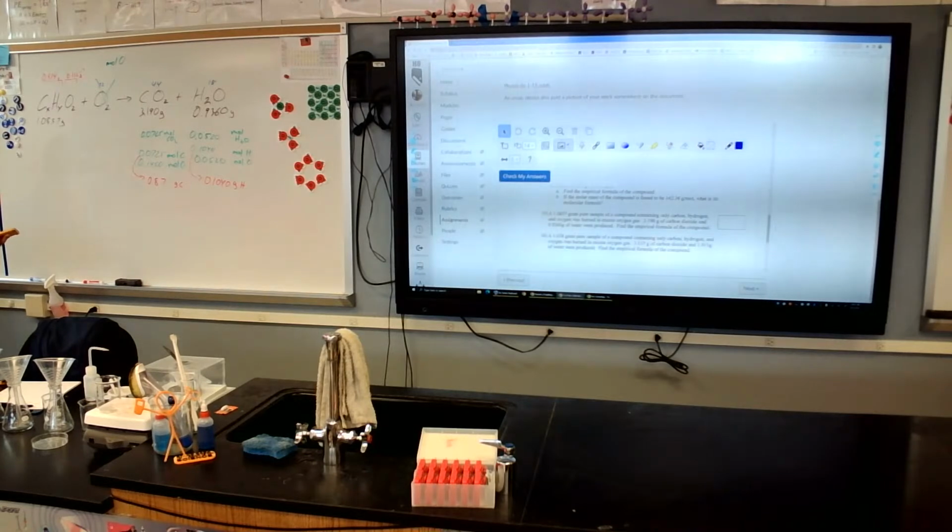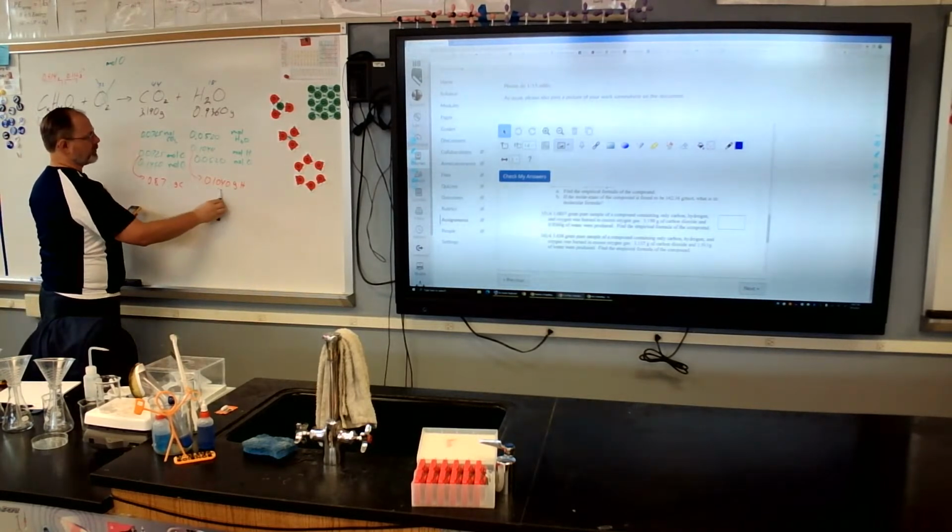Where'd you get 0.974 from? I added the mass of the carbon and the mass of the hydrogen.